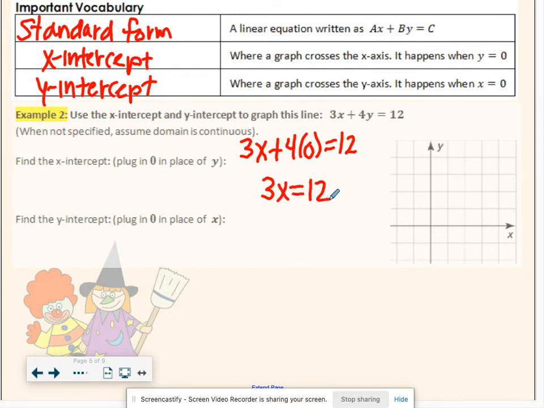And now it's really easy, right? How do you get x by itself? Divide. 12 divided by 3 is 4. So if you wanted to write that as an ordered pair, you plugged in 4 and you got out 0. So our x-intercept would just be over 4 on the x. And you put a dot there. So we're over 4 up 0. I just want to make sure you guys can see it.